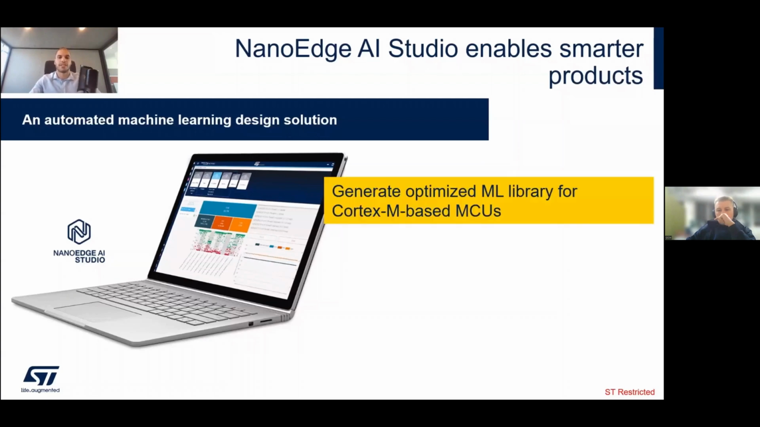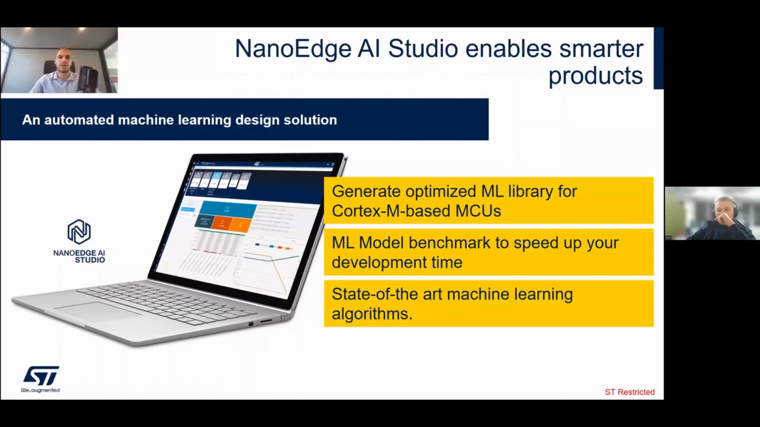NanoEdge AI Studio is the perfect tool to create and generate machine learning models from scratch, so you don't need to have any AI skills. Any single embedded developer can create a machine learning model with this tool. This tool proposes the state of the art of machine learning algorithms. Thanks to regular releases, we have more than 10 patents today on this tool, and you can generate optimized machine learning models for any Cortex-M based microcontroller on the market.